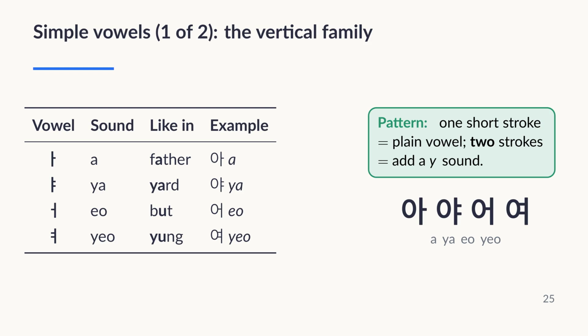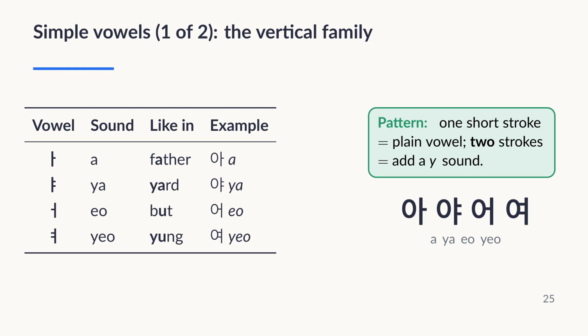The third is eo, and this one needs care. It is a more open sound like the U in but or the O in the British pronunciation of hot. We write it eo, but you say it like that. The fourth is yo, like the word young. The example is yo, and again it is the eo vowel with an extra stroke.